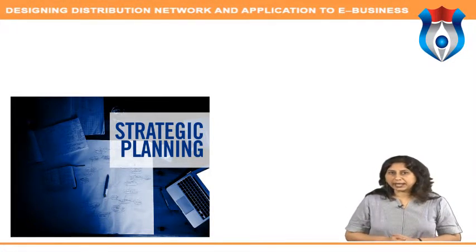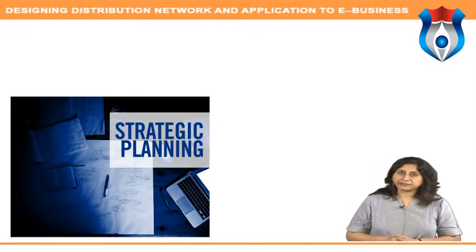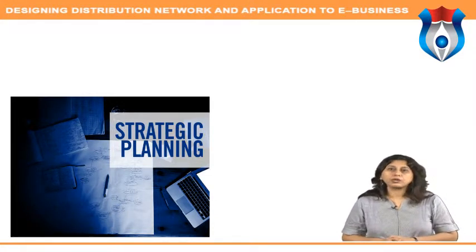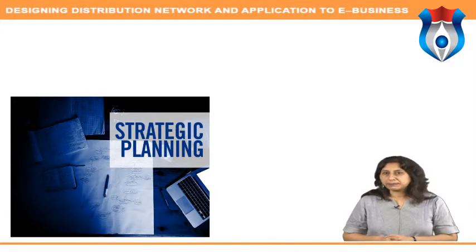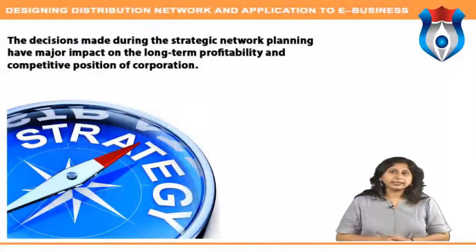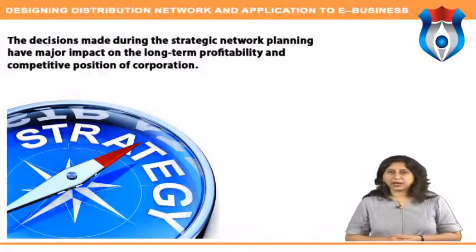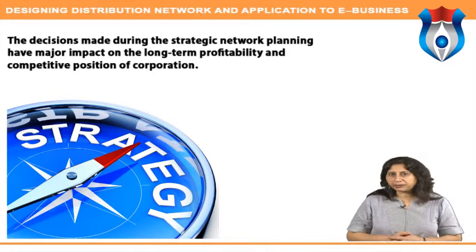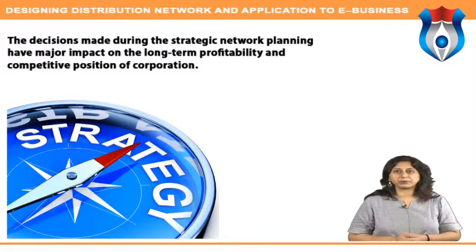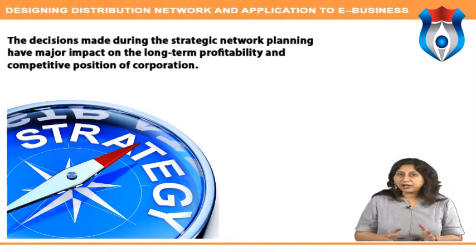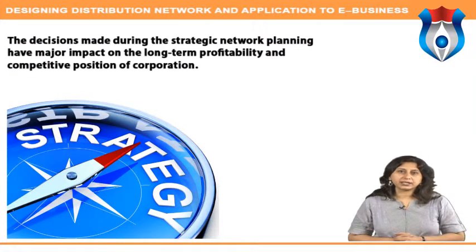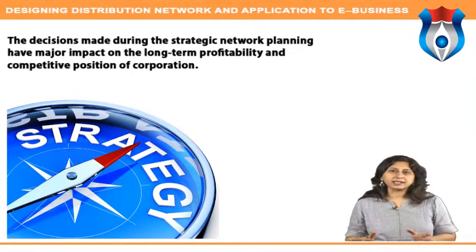During the strategic planning process, companies identify their key products, customer markets for these products, core manufacturing processes, and suppliers of raw and intermediate materials. Clearly, the decisions made during the strategic network planning have major impact on the long-term profitability and competitive position of the corporation.